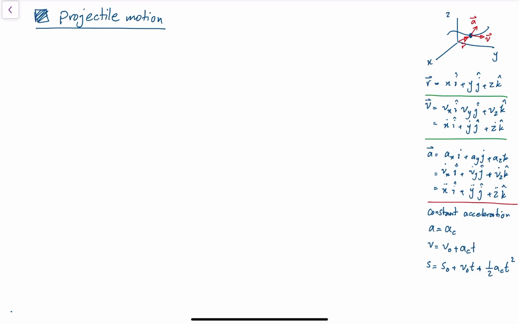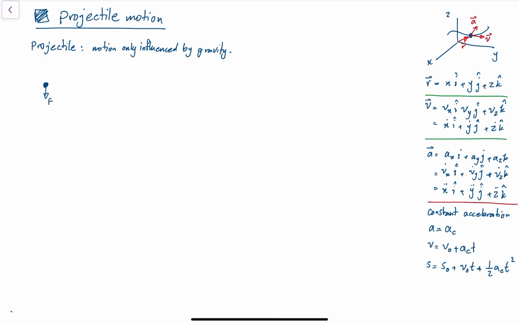A projectile is a motion that is only influenced by gravity. So you can imagine there is a particle. There's a gravitational force acting on it like this.